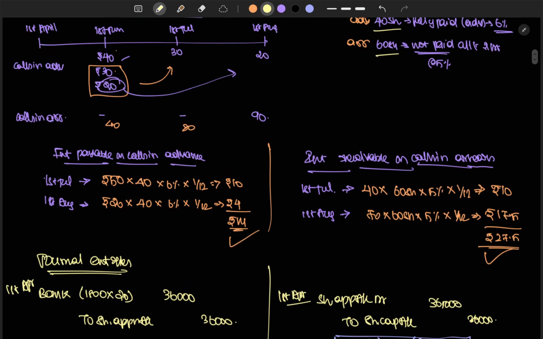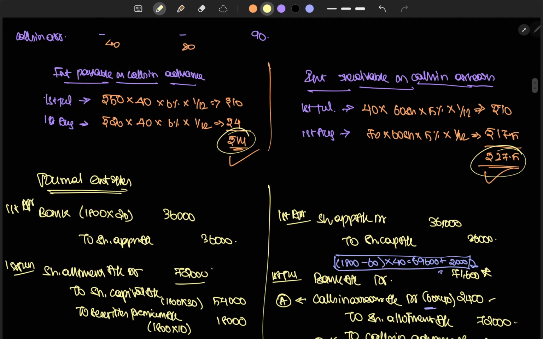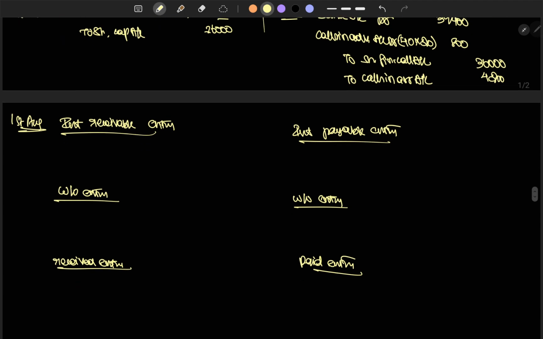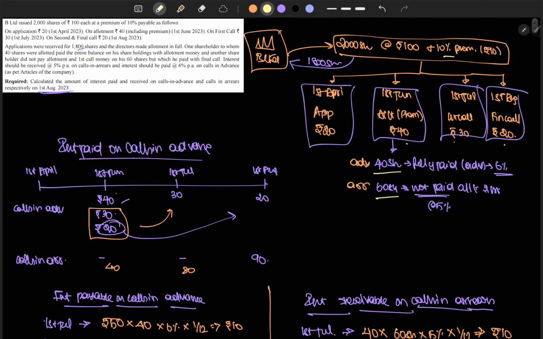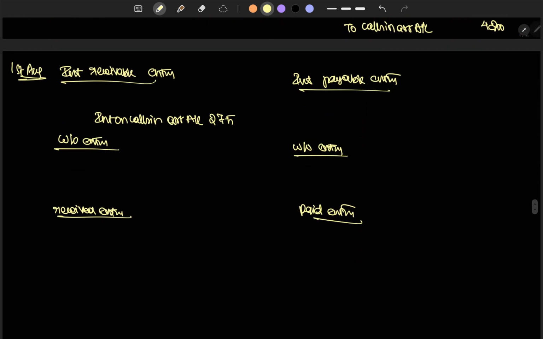So right, let's get into this. The values we have already found out, 14 and 27.5, are what we are going to use here. So when it comes to the interest receivable entry, this is our income, right? So interest on calls in arrears should come at credit place. How much is the value? Which is 27.5. So you are creating the receivable entry for 27.5.